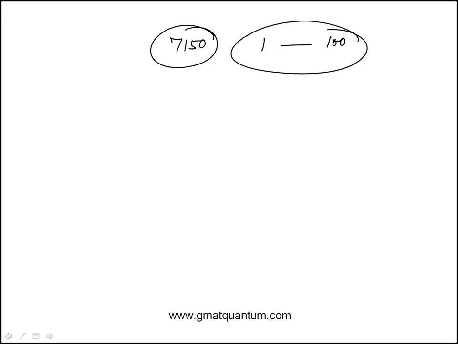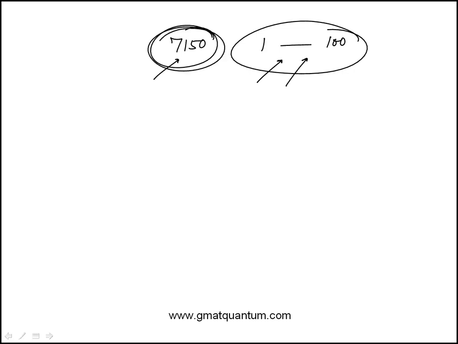Given this number, 7,150, we're asked: if we were to list all the prime numbers from 1 to 100, how many are factors of this? So I think the way this problem is written, they want people to think, well, do I have to go through all the primes? Well, that would be extremely tedious.